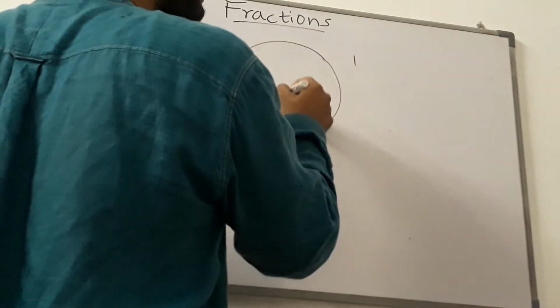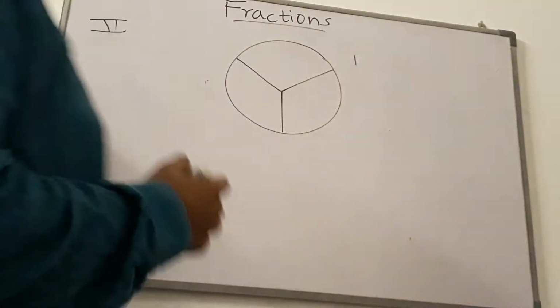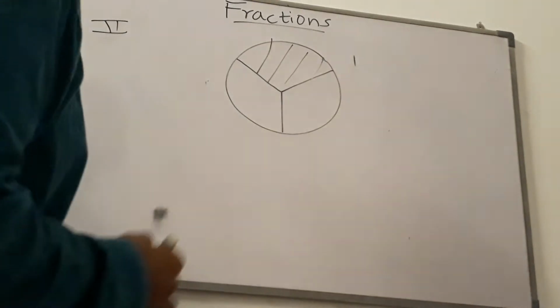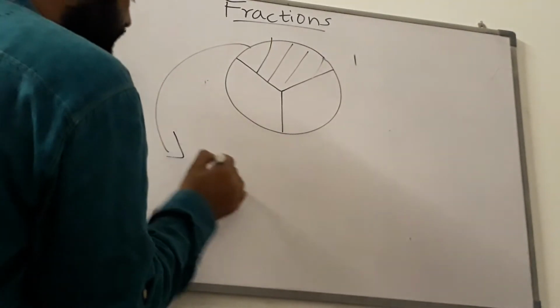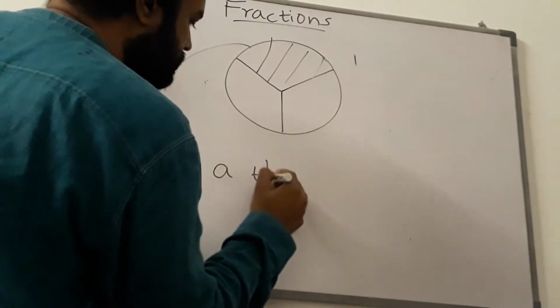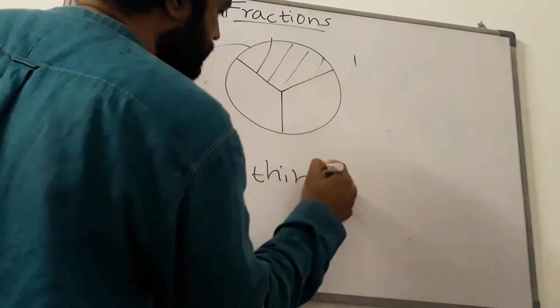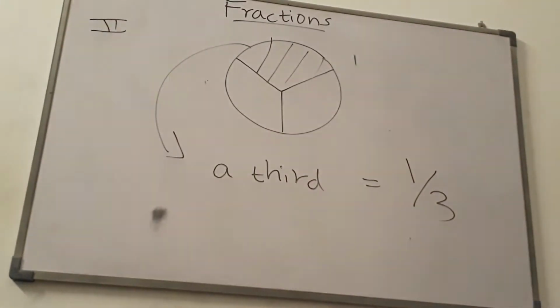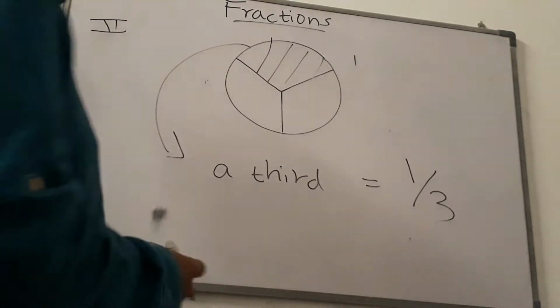Same as this. There's a particular circle and it is divided into three equal parts and one part is colored. This means a third. A third means 1 out of 3. One colored part out of three equal parts. So this is that.